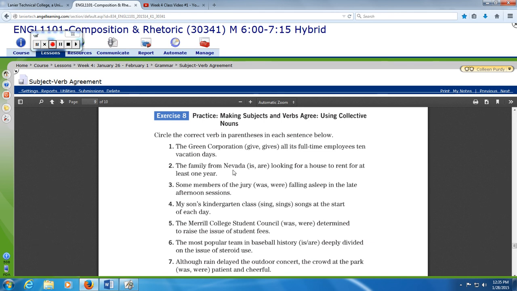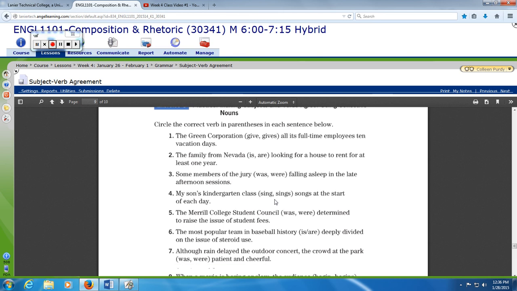Okay? So the family is or are looking. Family is singular, is. Of the jury, prepositional phrase. In the late afternoon sessions, prepositional phrase. So some members was or were falling asleep. Some is describing how many members. Members is your subject. This is plural. The jury is not the subject. Members is the subject. This is plural, so you take the plural verb were. Some members of the jury were falling asleep.